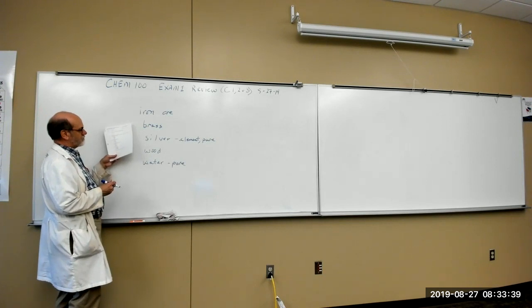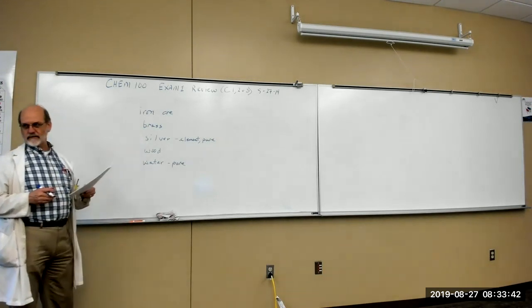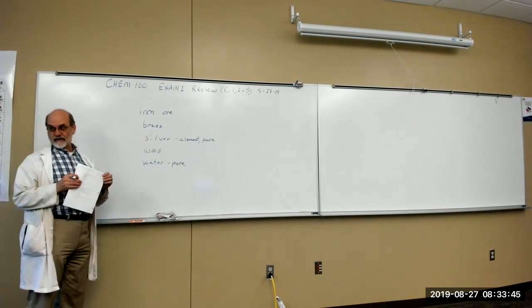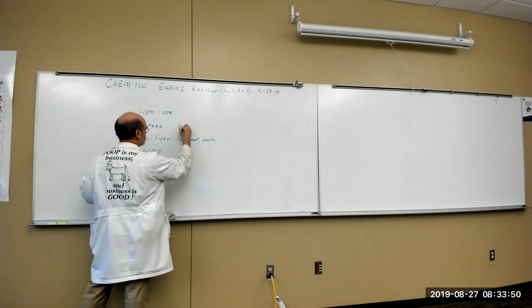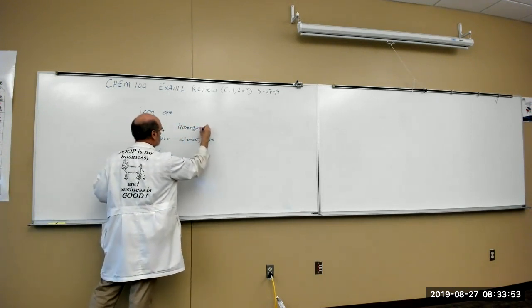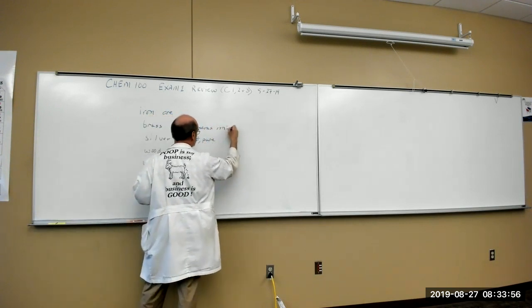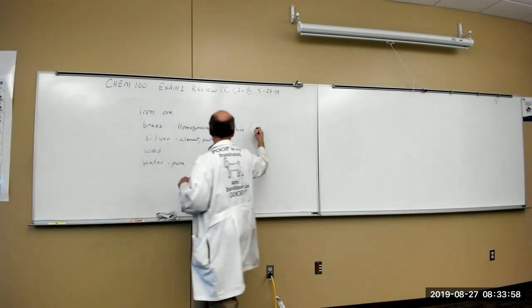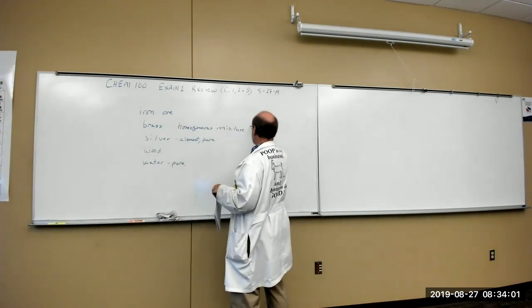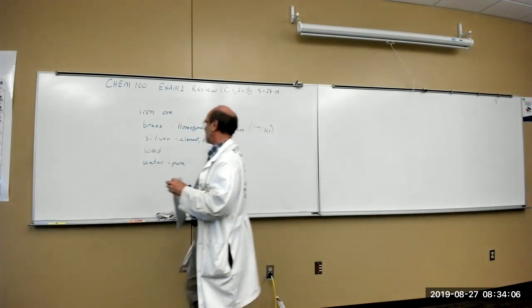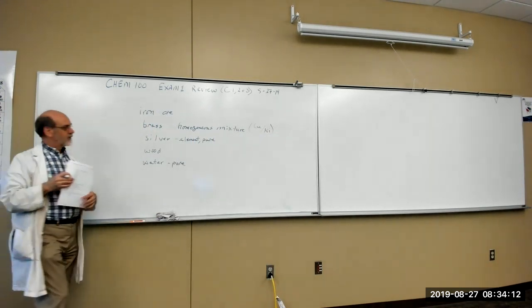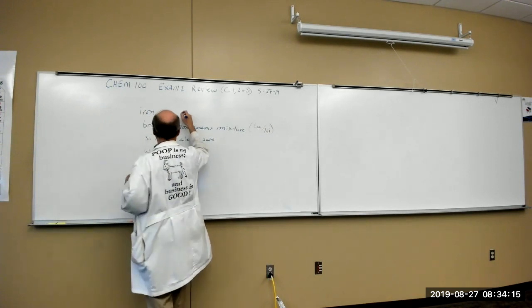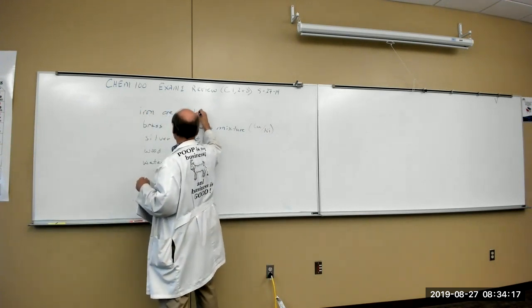What is brass? It's a mixture. In fact, not just a mixture, it's a homogeneous mixture of predominantly copper and nickel. Now, iron ore, as it comes out of the ground, it's a mixture as well, but it's probably heterogeneous.